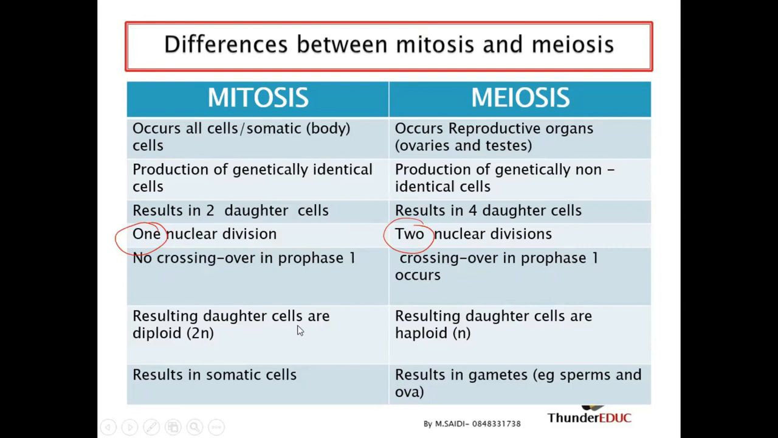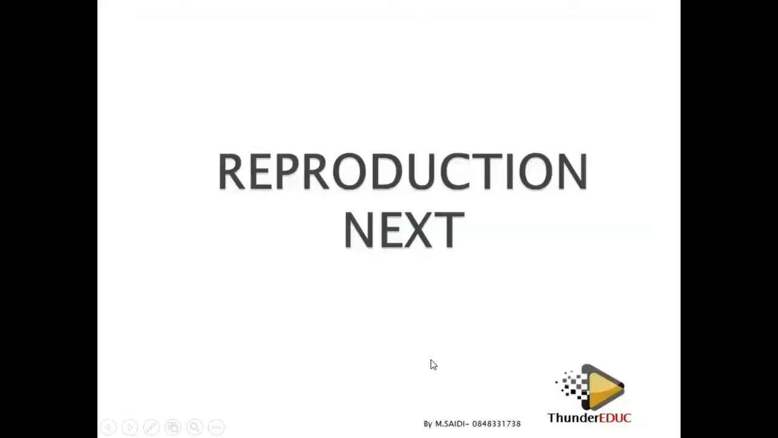Then mitosis results in daughter cells being diploid. You start with diploid, 2N, and you end with diploid, 2N. While in meiosis you start with diploid, 2N, and then you end with haploid, 1N. You see? Yes. Then mitosis results in somatic cells, while meiosis results in gametes. So basically, those are the differences between meiosis and mitosis.